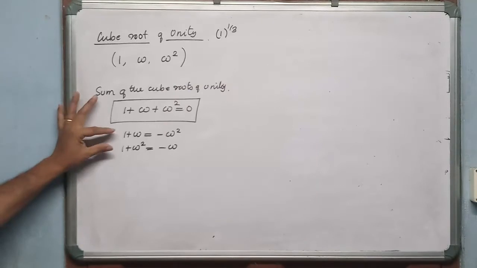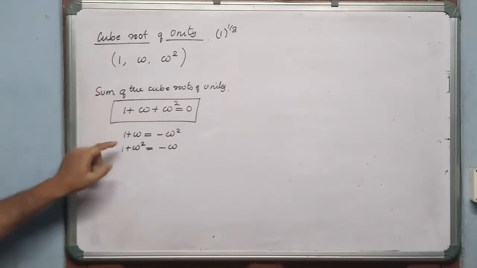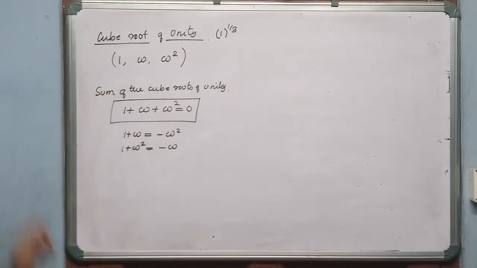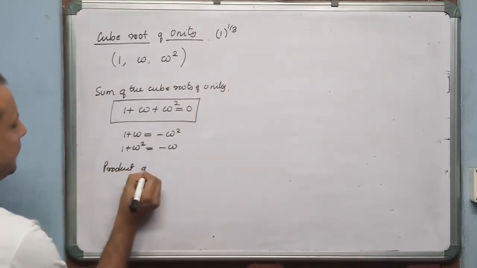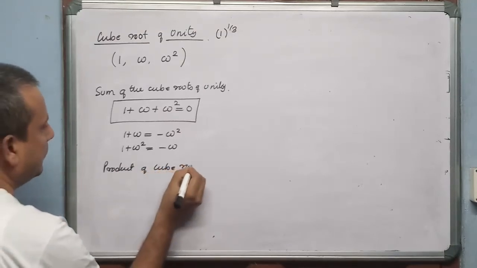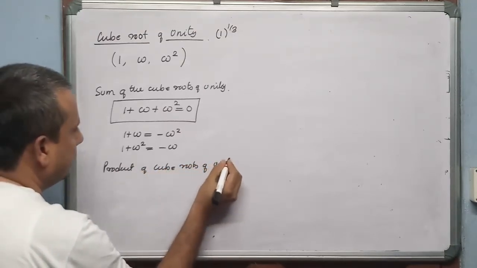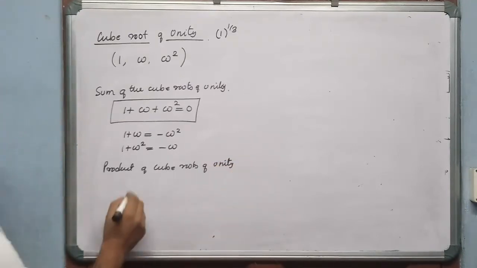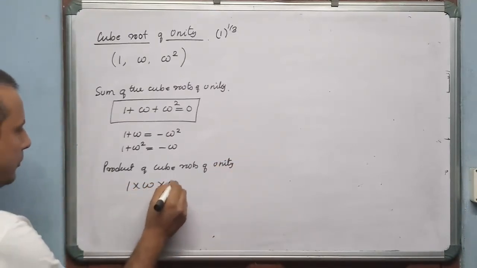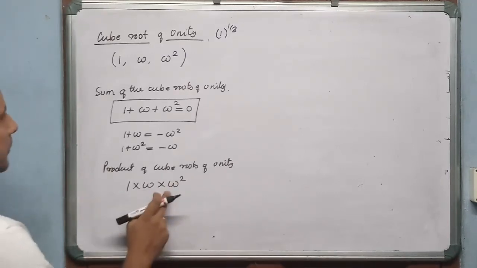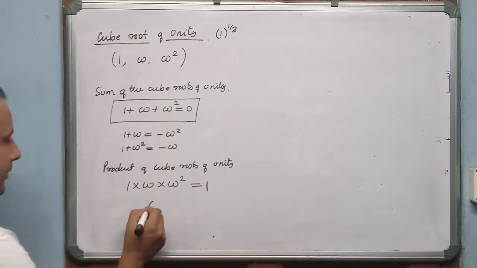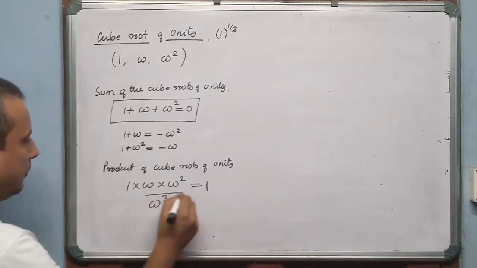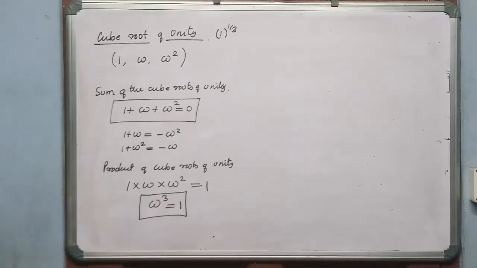From this master formula, we can derive these two formulas, and in numericals, we can use all three formulas. Now the product of the cube roots of unity means 1 into omega into omega square. That is, the product of the cube roots of unity is always equal to 1. 1 into omega into omega square is omega cubed equals 1. And these two properties I am going to apply numerically.